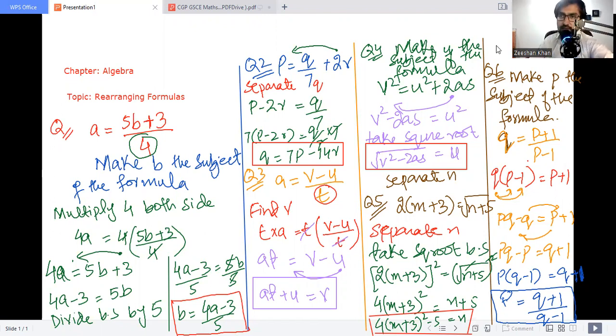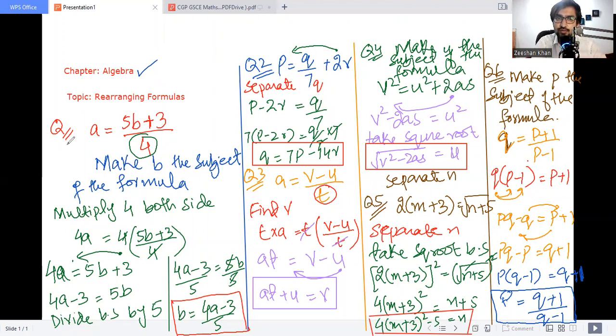Hello everyone. In this lesson, we will discuss rearranging formulas. The chapter we are studying right now is algebra, and the topic is rearranging formulas. This is again some basics, very important and not too difficult.